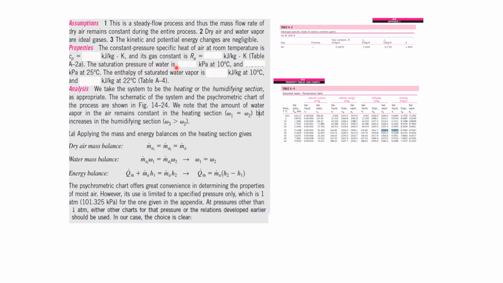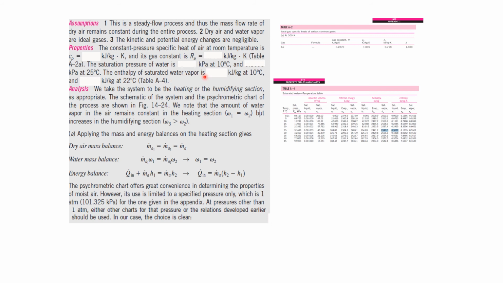Saturation pressure of water: for this, you will need to go to table A4 and then go to temperature. This is the temperature table. You have both the saturated water temperature table and pressure table, but we will refer to the temperature table. You go to this temperature, which is 10 degrees C, and find what is the saturation pressure. That will be the answer here, right? And at 25, what is the saturation pressure? Again, substitute it here.